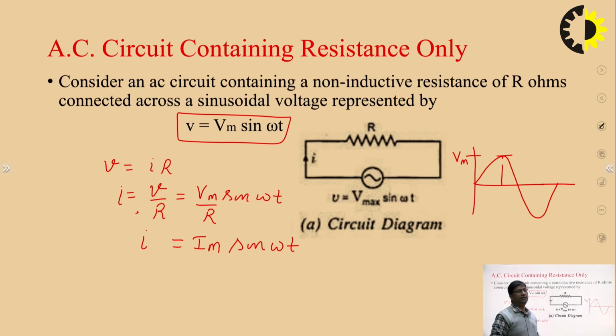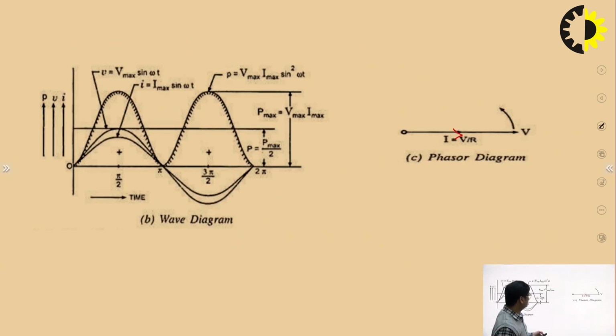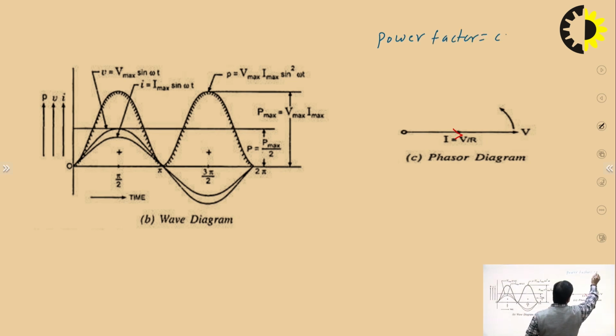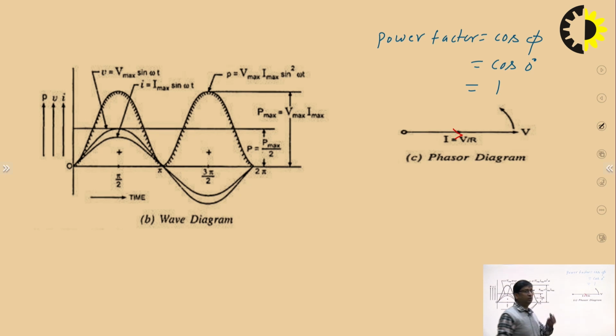And we know that the angle between the voltage and current is almost 0. So the power factor, which is nothing but the cosine of the angle between the voltage and current, will be cosine of 0, equal to unity. So for the pure resistive circuit, the power factor will be unity. This is very important.